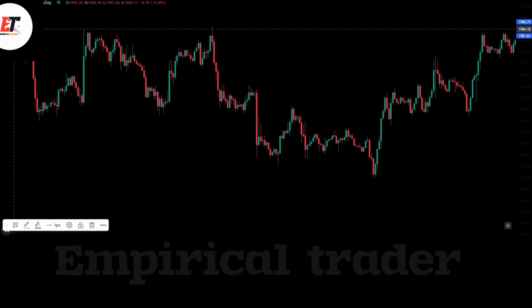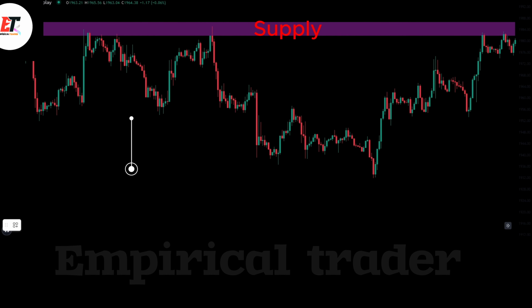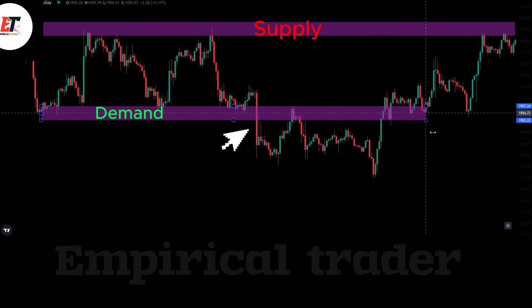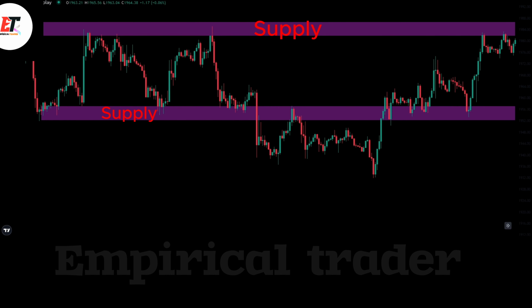Let's look at another example and dive into detail. This is our supply, and this is our demand, as explained in the last part. Our price breaks down the demand zone and it becomes a supply zone. Also, price has formed a demand zone here below. See something different?